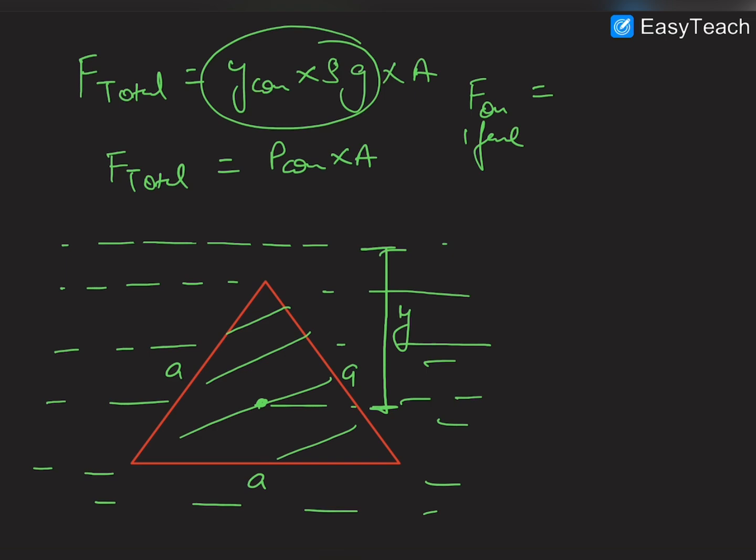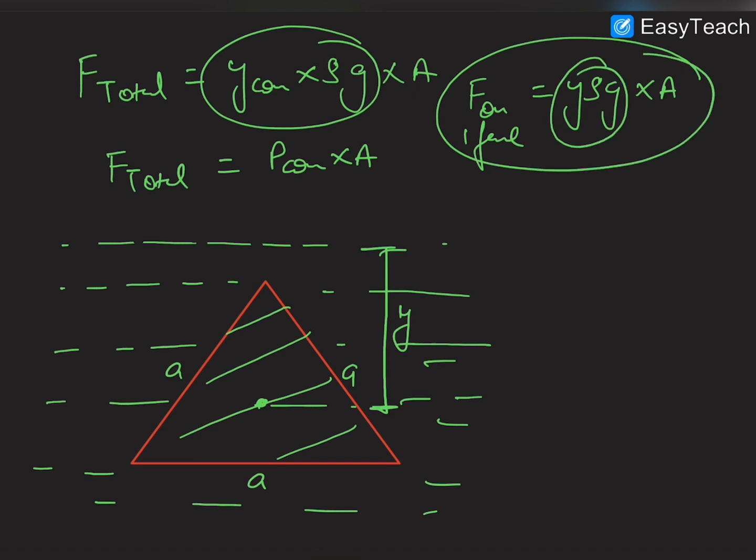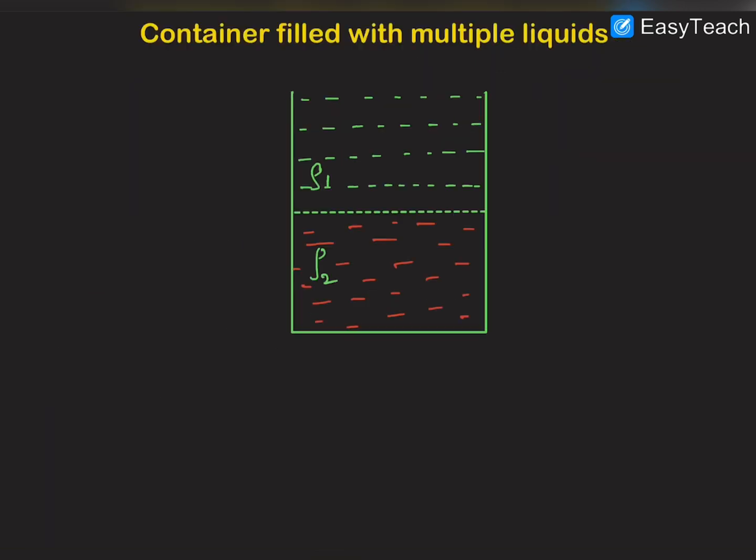So you can say that the pressure at the center of mass is y rho g, and the area of the triangle is A. So the force on any one surface of this triangle will be this pressure at the center of mass times the area of the triangle.